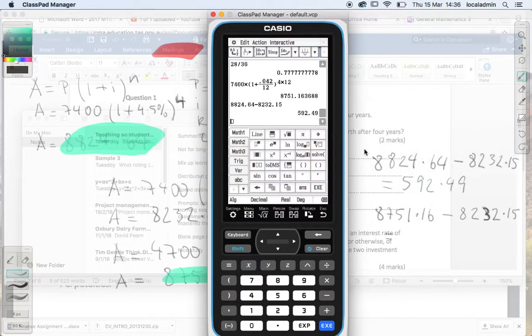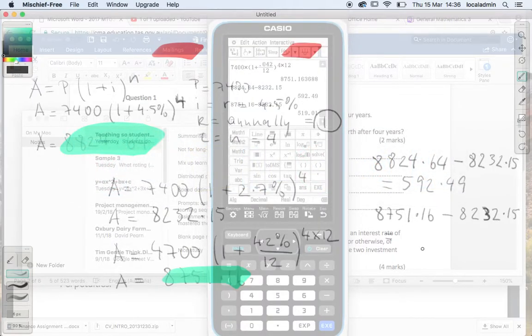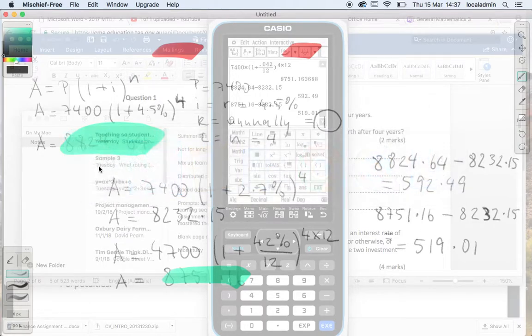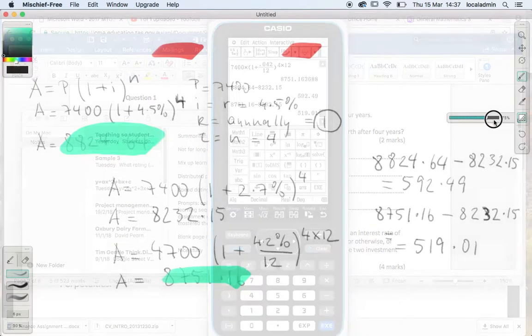So now it's 8,000, that's what we got from the bank. And now we need to take away our inflation, because inflation is working against us. It's not working for us. And that's 519.01. And now we can compare those two. Okay? Now we can compare those two. Now let's do this one here quickly.